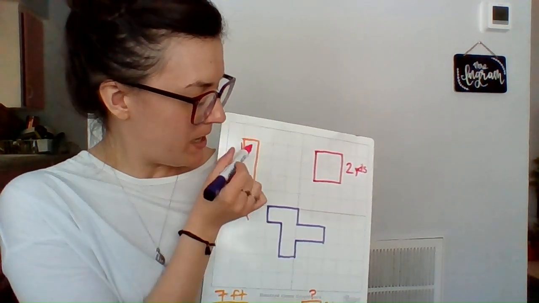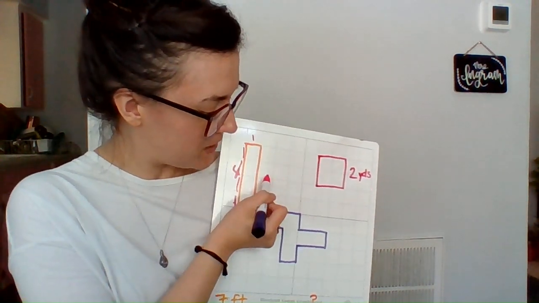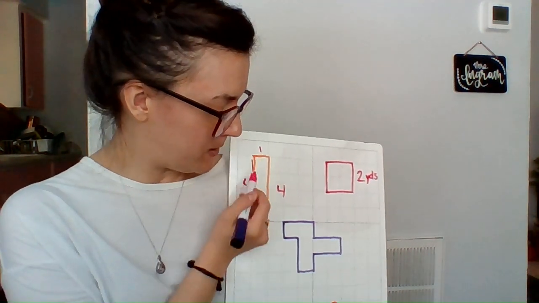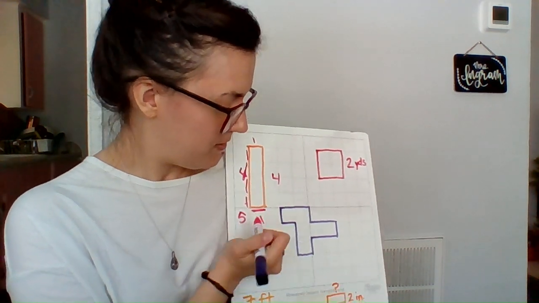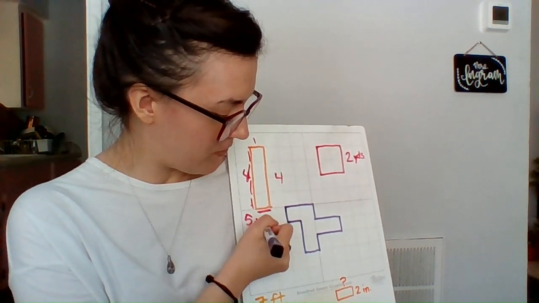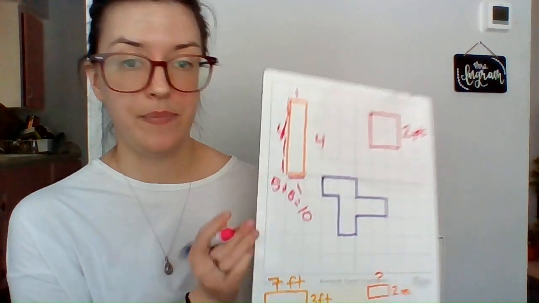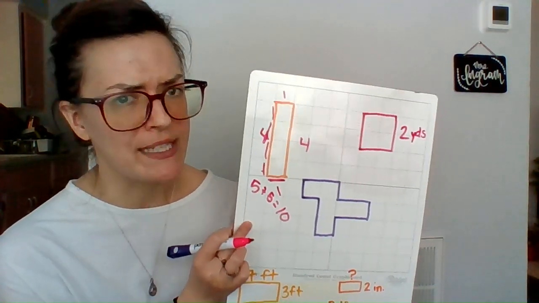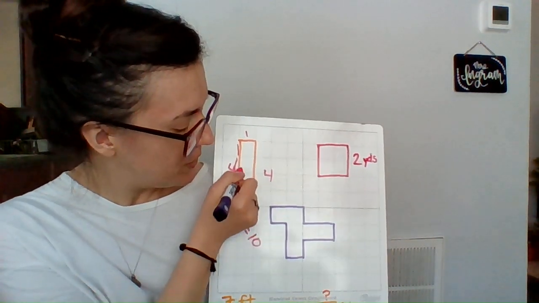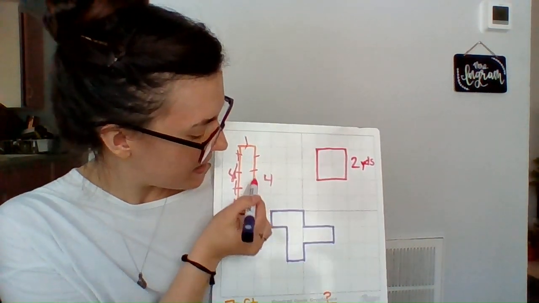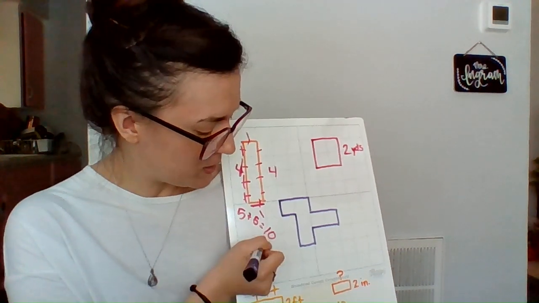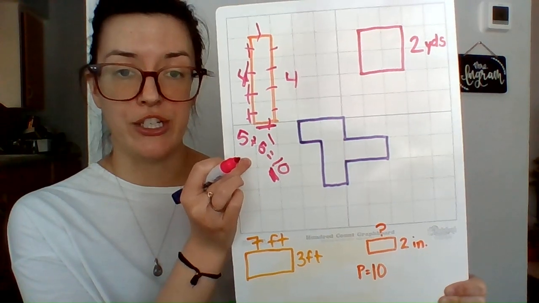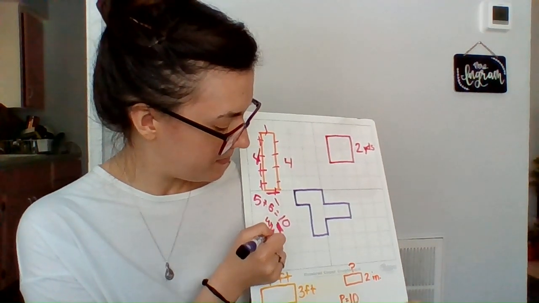And if this bottom is 1, I know the top is 1. This side is 4, I know this side is 4. So now all I have to do is add them up. 4 plus 1 equals 5. 4 plus 1 equals 5 again, so I know 5 plus 5 equals 10. My perimeter is 10. Now we also could have just counted around. 1, 2, 3, 4, 5, 6, 7, 8, 9, 10. So once again, we know that our perimeter here for our orange shape is 10 units.